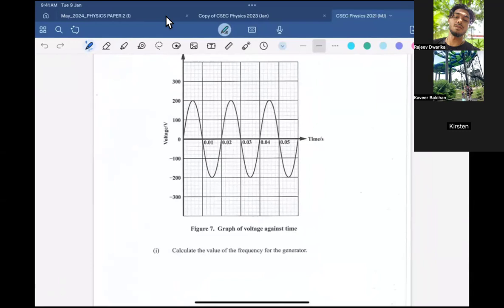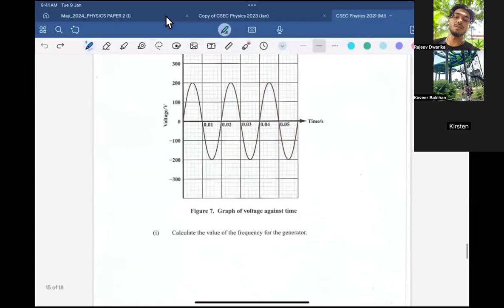So calculate the value of the frequency for the generator. So we have a wave, and you see any wave? Yeah. How many oscillations do you see in here? Three. That's perfect. Yeah, we have one here, then we have one here, and we have one here as well. We have three.